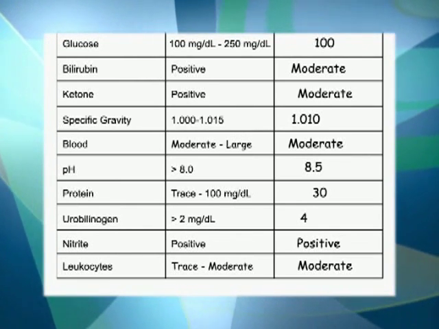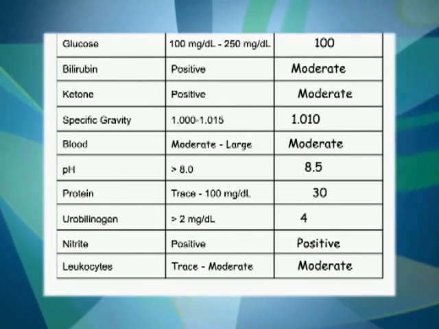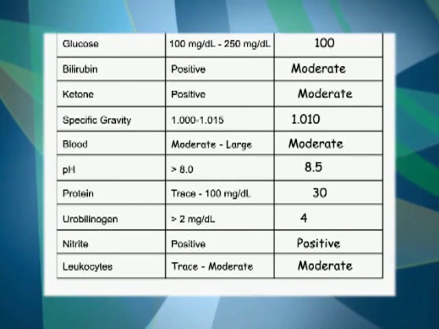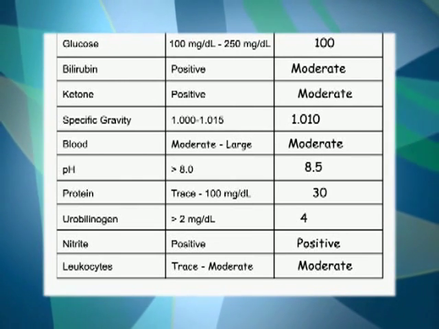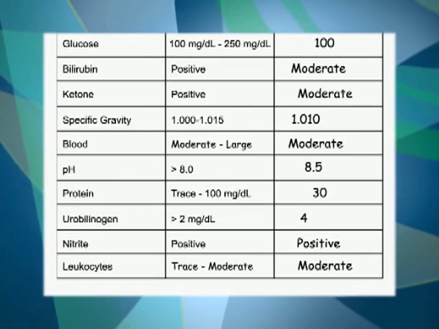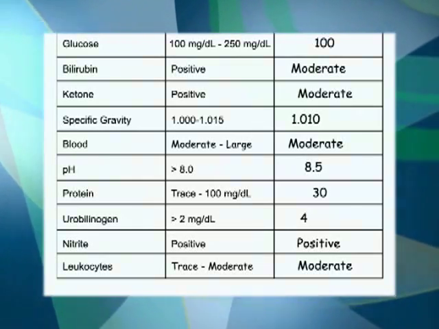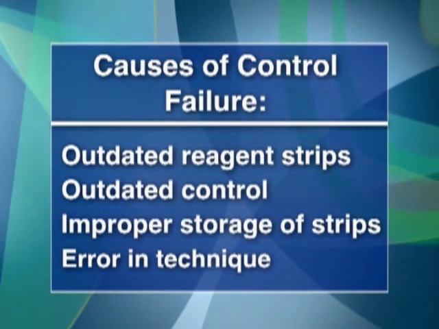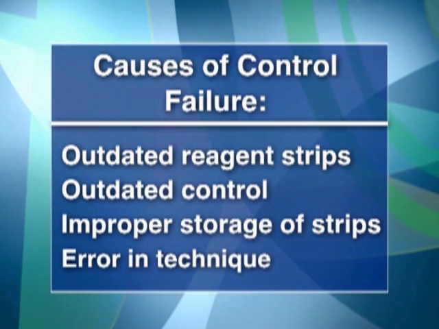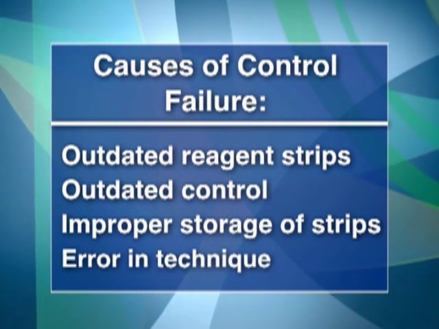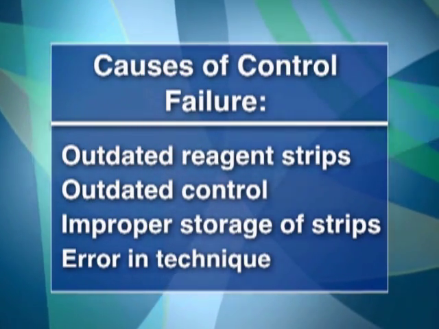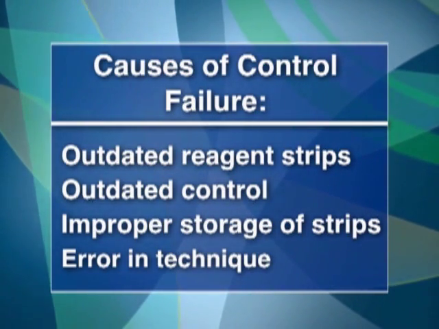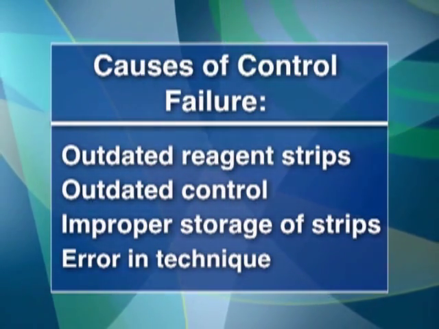As you can see, all of the control results are within acceptable range. If any results do not fall within their expected values, check for factors which can cause this to occur. Failure of the control to react as expected can be caused by outdated reagent strips, outdated control strips, improper storage of the strips, or an error in testing technique.